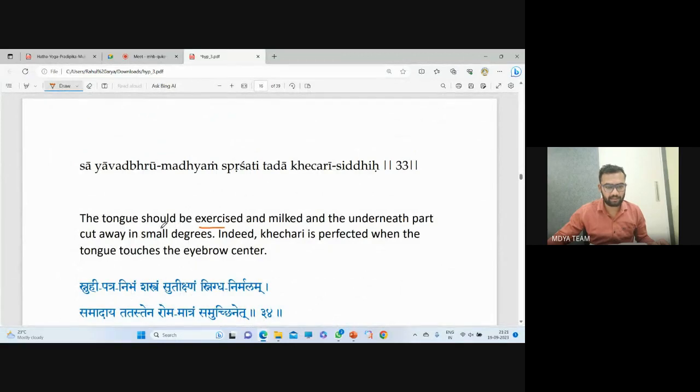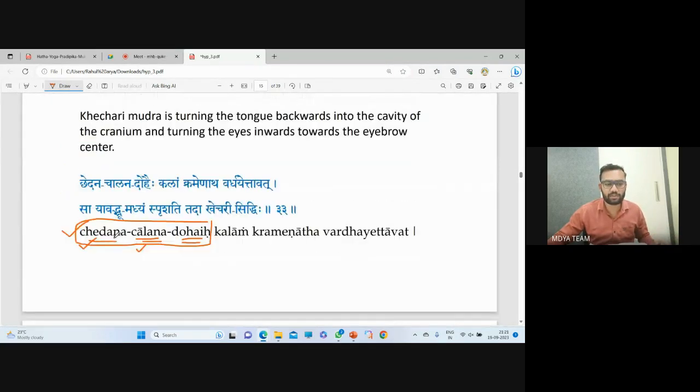Here also exercise, but the sequence is not exact according to the sloka. Please remember this sequence also. In our exam, mostly sequence kind of questions will be there. The first is Chedan, next is Chalan, and third is Dohan.